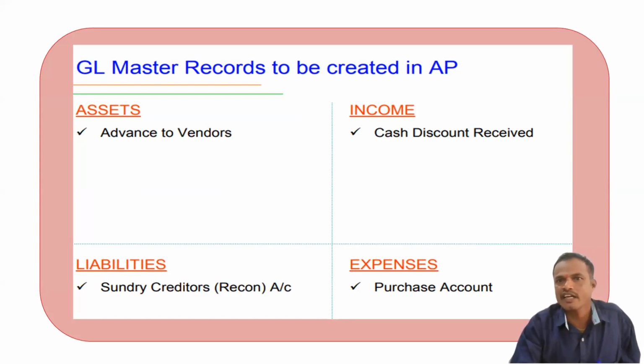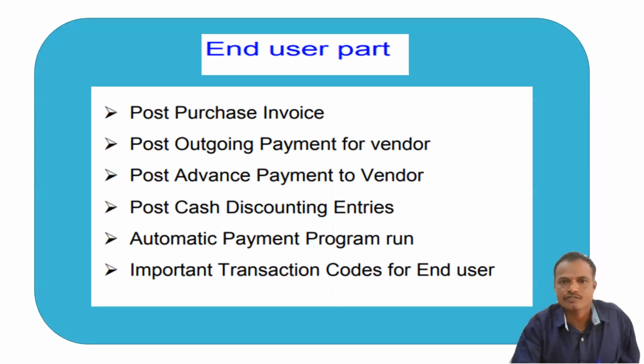For income, cash discount received. At the time of purchasing some material from the vendor, we get some cash discount. That time also we create this cash discount received. Liabilities, sundry creditors, recon account, expenses, purchase. End user part in accounts payable will be like this: post purchase invoice, post outgoing payment for vendor, post advance payment to vendor, post cash discounting entries, automatic payment program run, important transaction codes for end user.